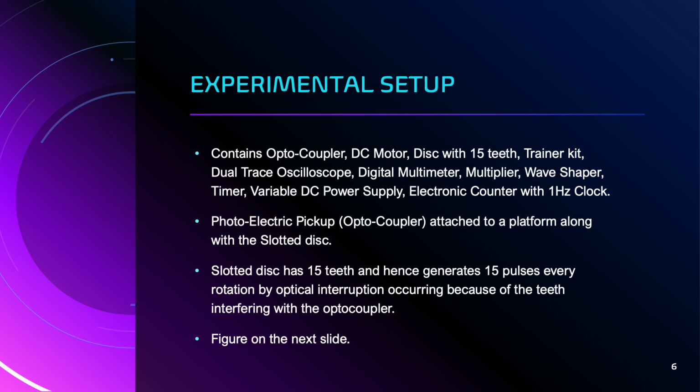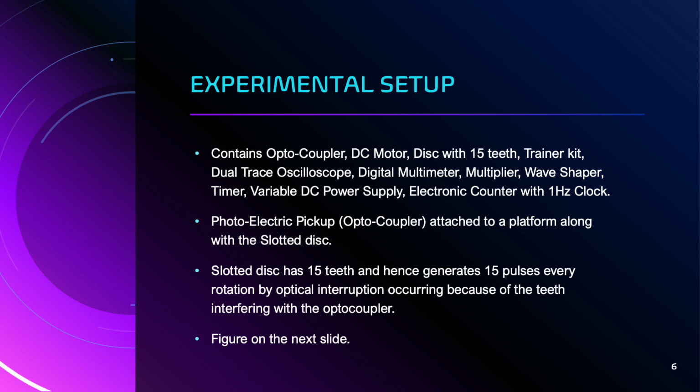Then we have the multiplier. The purpose of this multiplier is to amplify the results obtained from the pulses generated using the slotted disk. So as the rotating disk generates 15 pulses, the multiplier multiplies it by 4 and provides us data of 60 pulses. Then we have the wave shaper. A wave shaper is a circuit that alters the shape of an input waveform. It can be employed to modify signal characteristics such as amplitude, frequency, or waveform shape.